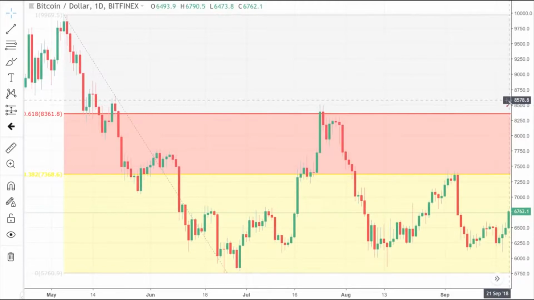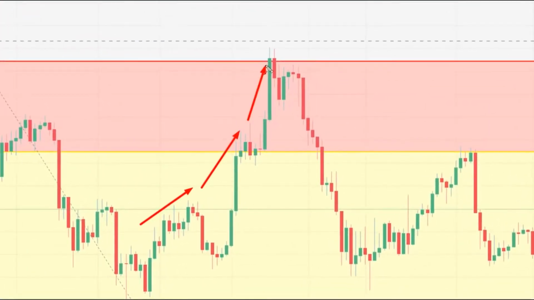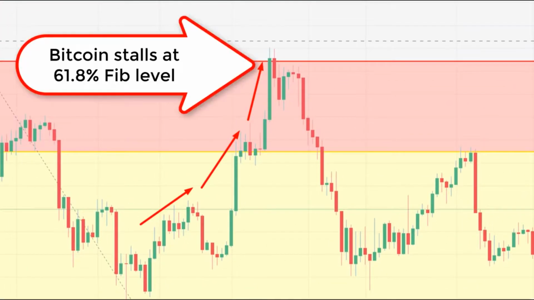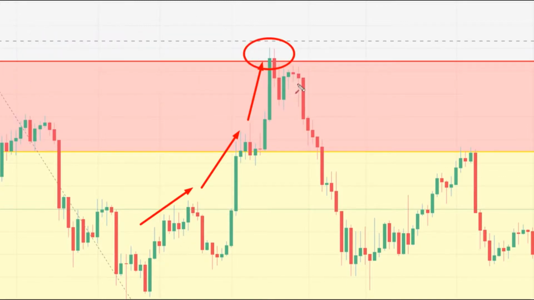So notice that Bitcoin stages another rally. That's the rally we saw back in July. And notice what happens again. It comes up to the 61.8%. Again, the same level, 61.8%. And right about this level, again, it fails to get above that level. It fails to get much traction above that level. Bitcoin fails to sustain itself above the 61.8% Fibonacci level.